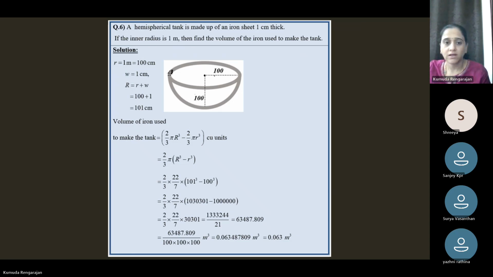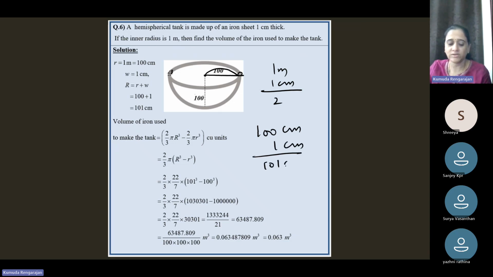From here to here, small r is 100 centimeters. From here to here, the thickness is 1 centimeter. So the value of capital R will be 101. This is 1 meter. Don't add 1 meter and 1; don't try to add this and write 2. Both of them should be in the same unit. 1 meter is 100 centimeters plus 1 centimeter, 101 centimeters. Correct?